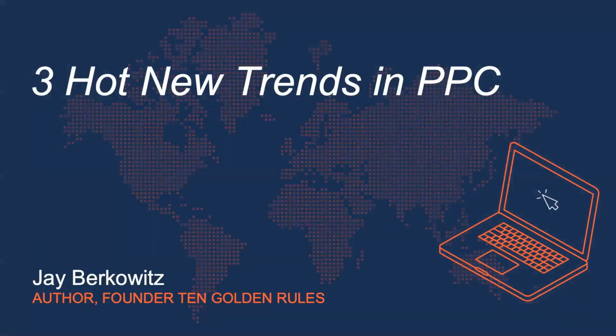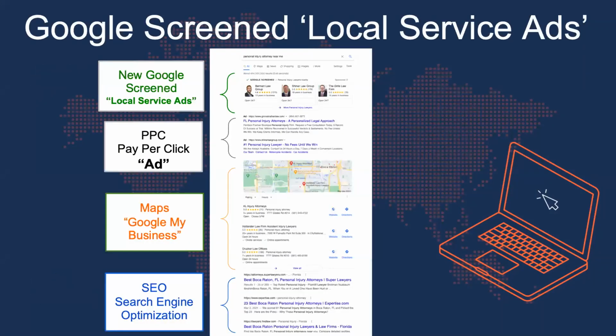Now here's the 3 hottest new trends in pay-per-click. The first thing is Google Screened. So if you've done a search recently for anything regarding lawyers, financial, or any professional services that come into your home, you're going to see these new ads right at the top of pay-per-click. Now they're different than the Google pay-per-click ads. These are pay-per-lead. You're not paying for someone to come to your website. You're paying actually for the lead. And they appear right at the top of the search.